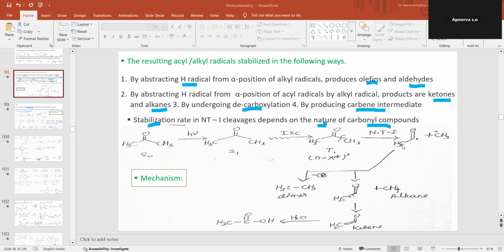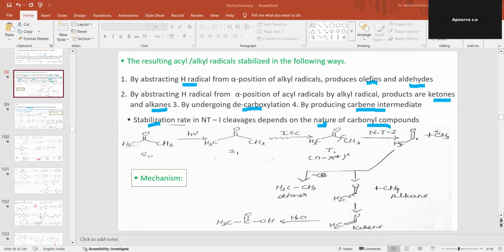So this acyl radical can abstract the proton, meaning the hydrogen radical, from the alpha position, which gives rise to ketene as the byproduct. This ketene can react with a nucleophile. If the nucleophile is water, it can react and give acetic acid. If the nucleophile is an amine, an amide will be the product. So overall, ketene will be the intermediate, and depending on the nucleophile, the products are obtained.